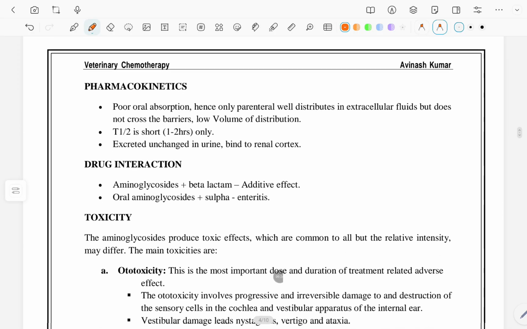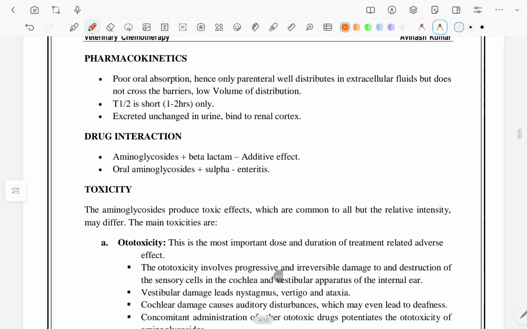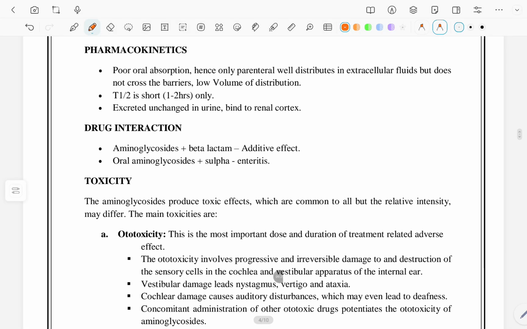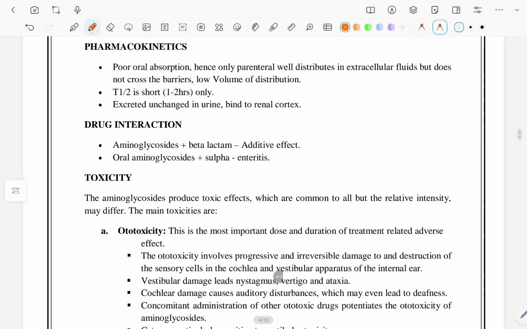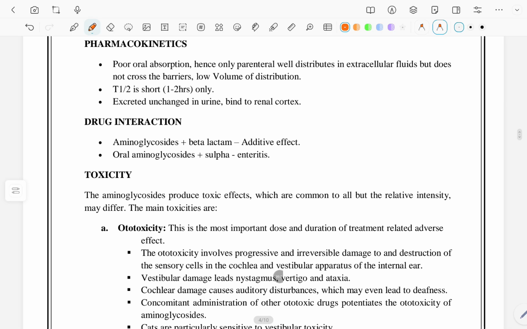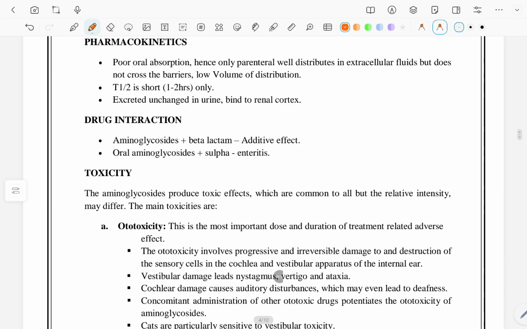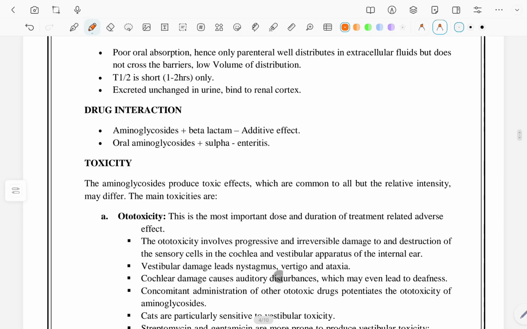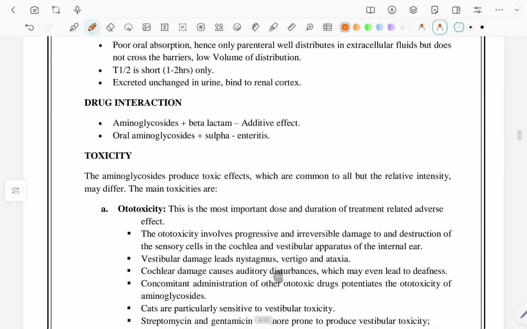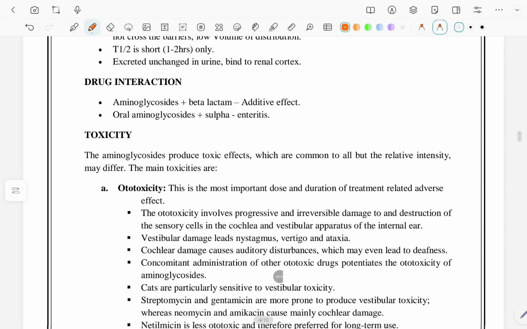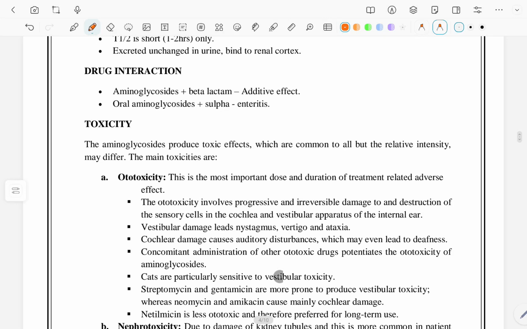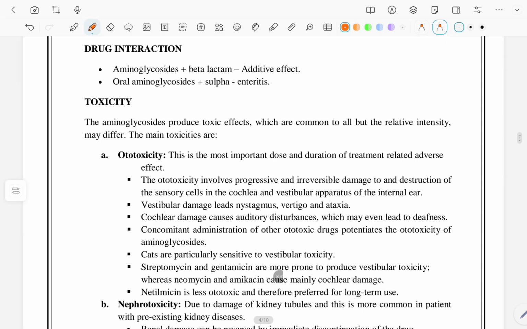Pharmacokinetics. Poor oral absorption, hence only parenteral. Well distributed in extracellular fluid but does not cross barriers. Low volume of distribution. Half-life is short, only 1 to 2 hours. Excreted unchanged in urine, binds to renal cortex. Drug interaction: aminoglycoside plus beta-lactam gives an additive effect. Oral aminoglycoside plus sulfa causes enteritis.